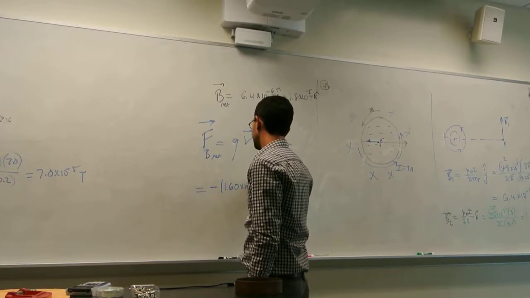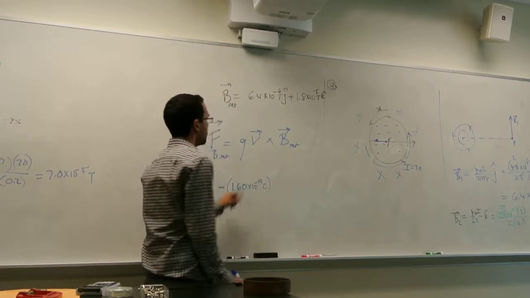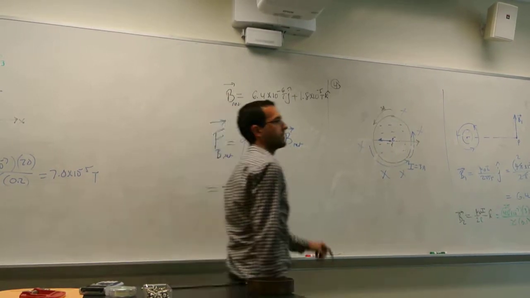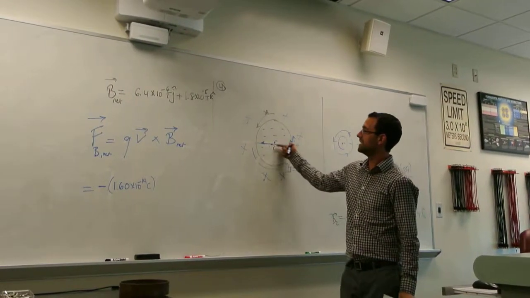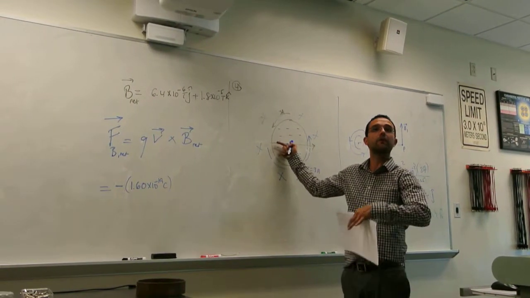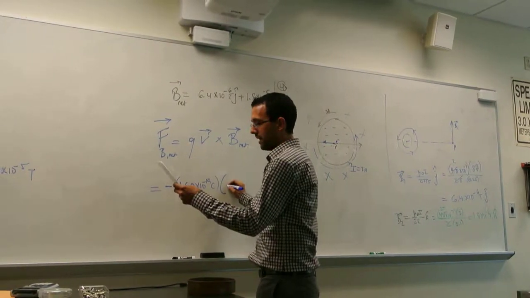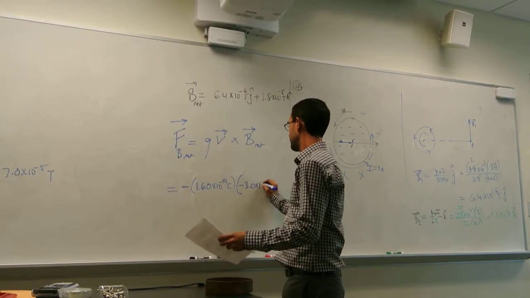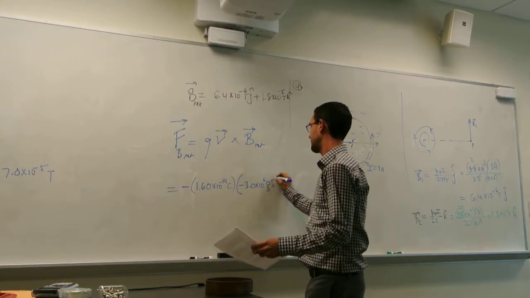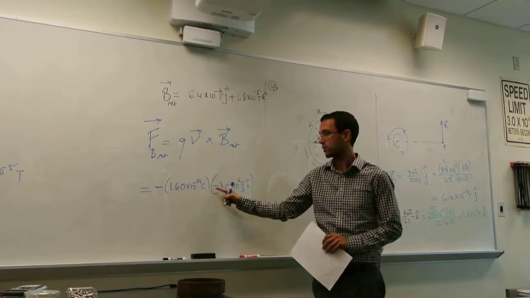So that's 1.60 times 10 to the minus 19 coulombs. That's the charge of an electron. Okay. Velocity. Does everybody agree that the velocity vector, they actually told me, first of all, it's pointing in the negative x direction. So does everybody agree that that would be negative I hat? So it would be the speed, which was 3.0 times 10 to the 6 meters per second in the I hat direction. Negative, because it's moving in the negative x direction.